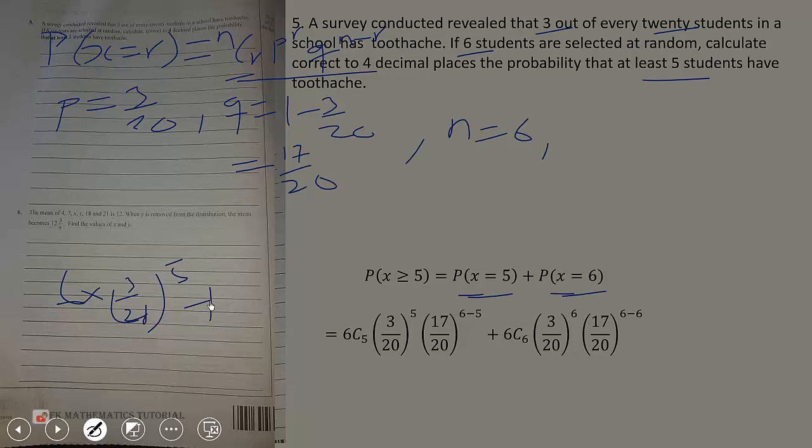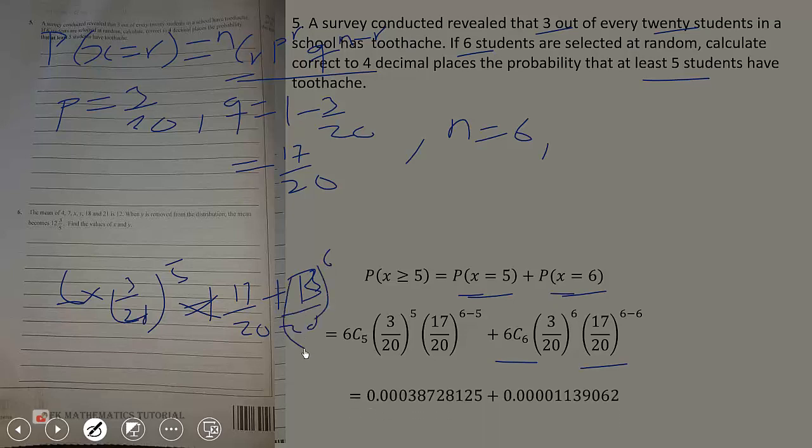So we are going to get times 17 over 20. So 6 combination 6 is 1, so plus 1 times, this will become 1 again. So we have 3 over 20 exponent 6.